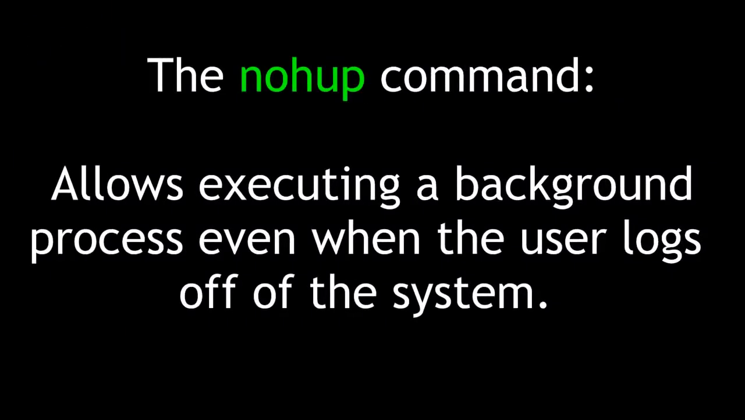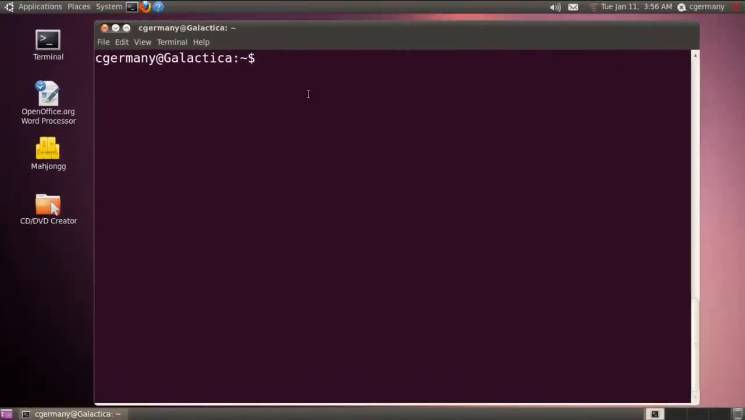The nohup command allows executing a background process even when the user logs off the system. Another useful command to use with foreground and background processes is the nohup command. What that'll let you do is launch a process in the background. Let's say you want to log out and go to lunch somewhere. You don't want to really leave your system open. You want to be able to log out and lock down the terminal, but maybe you don't want the particular background process to stop. You want it to keep executing or running in the background. Maybe it's like a batch process or something.